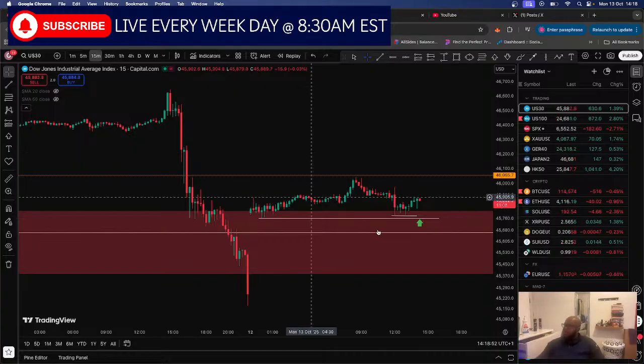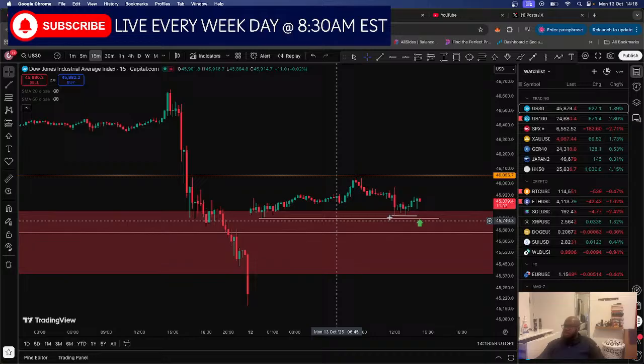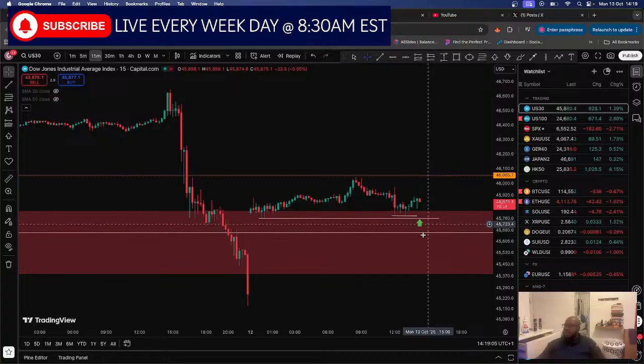So once again, I'm looking to get positioned right here after a sweep of Asian session lows inside our area of demand. I'm looking to get positioned long here. I'm going to get positioned quite aggressively. I really should place an order, but I'm going to try and do it manually. But once we sweep this area, I'm looking to get long, and I'm looking to see price rally all the way up.